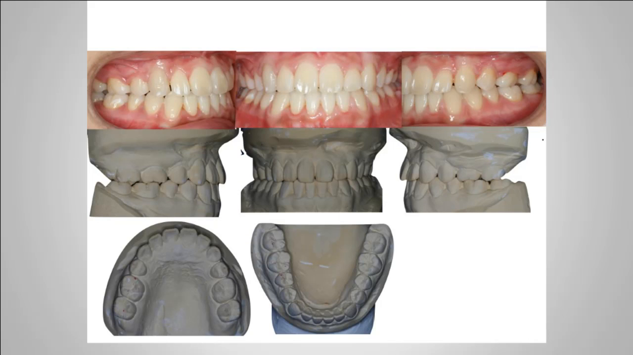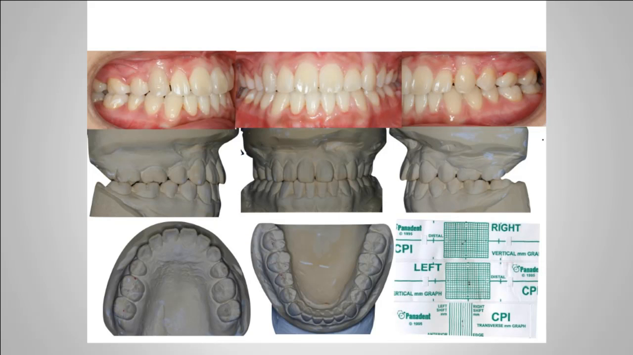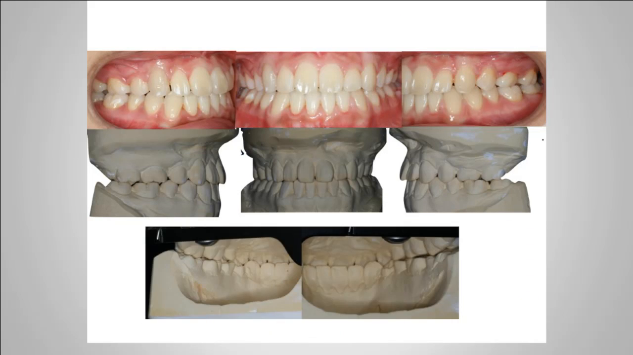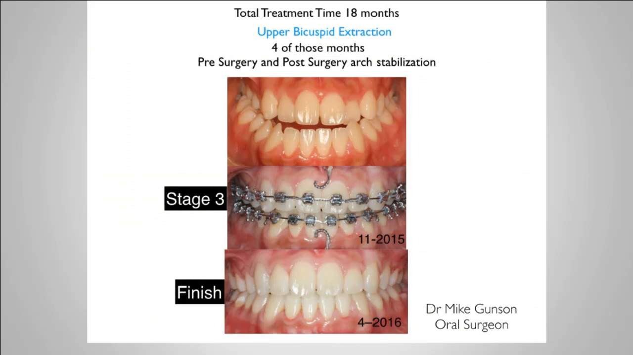Mounted casts, arch form, CPI readings, lingual occlusion, a summary of 18 months with upper bicuspid extraction. 4 months of those months we were just waiting, 1 for pre-surgery and 3 for post-surgery stabilization.